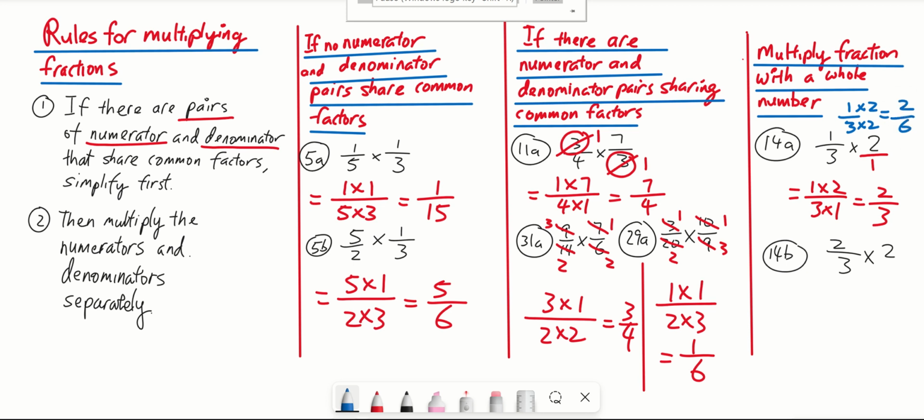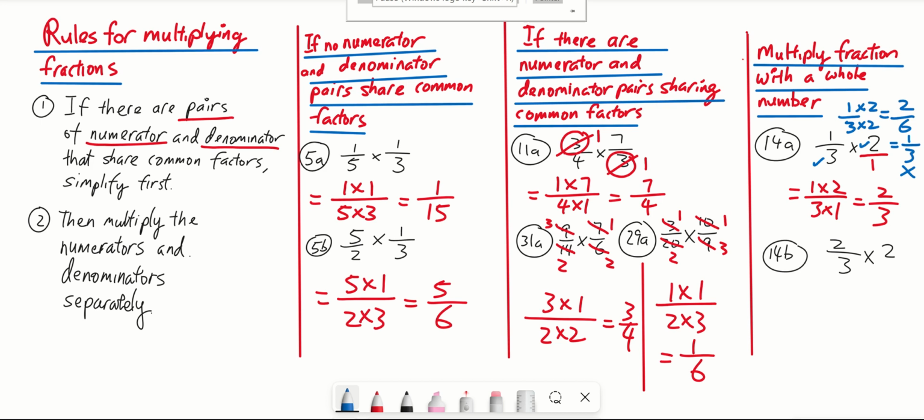But 2 over 6 is the same as 1 out of 3. Now this doesn't quite make sense because twice of 1/3 should give me 2/3, not 1/3. Okay, so this is wrong. It doesn't work that way.